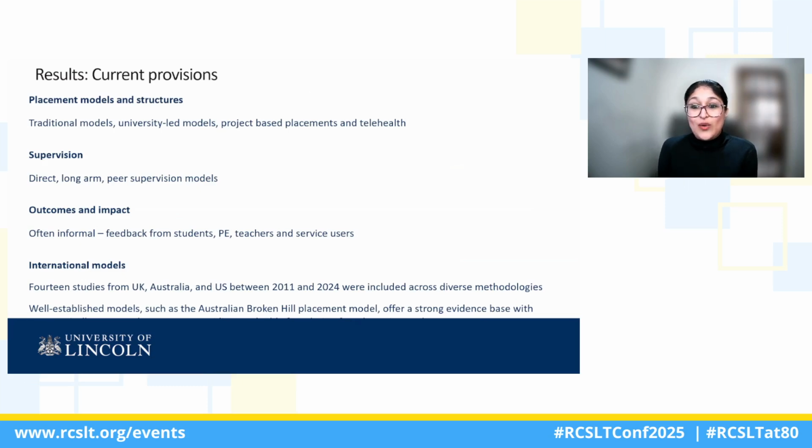Overall, we mapped the current landscape of school-based SLT placements using the evidence from the review as well as the qualitative study. And we identified 4 key themes, for lack of a better word. So the first was relating to placement models and structures. And here we found a real mix of approaches in use. So these included traditional NHS placements, university-led models where academic staff supervise students in schools, project-based placements focused on delivering targeted interventions in schools, and also emerging telehealth models designed to overcome geographical barriers.